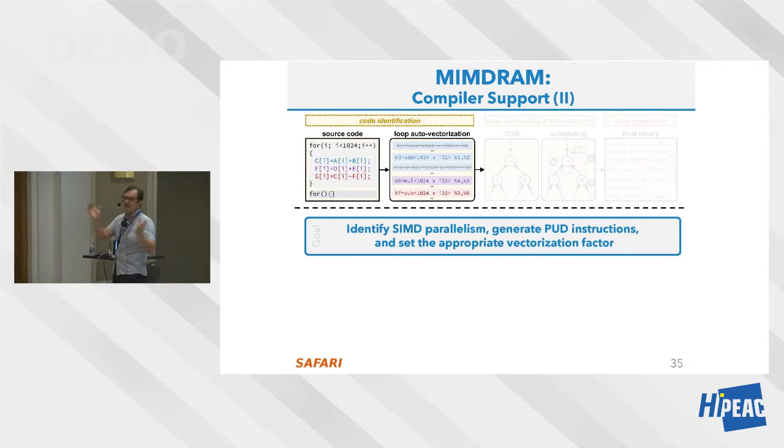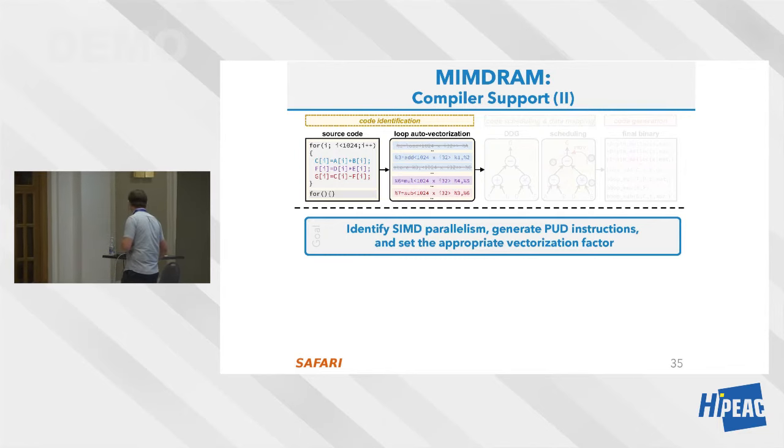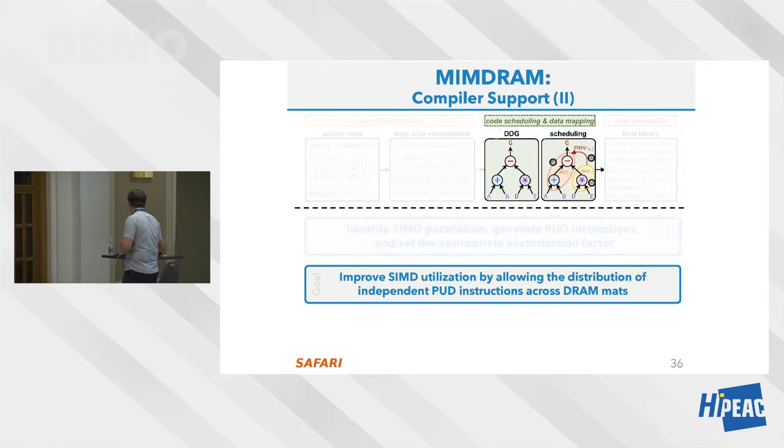We already open sourced the code for everything else in this paper, but the compiler is still not fully open sourced. So the code identification identifies SIMD parallelism, generates these instructions, processing using DRAM instructions, and sets the appropriate vectorization factor. It can say basically 1 mat, or 2 mats, or 10 mats, or 20 mats, depending on the vectorization in the code. And then it distributes the independent processing using DRAM instructions across DRAM mats.